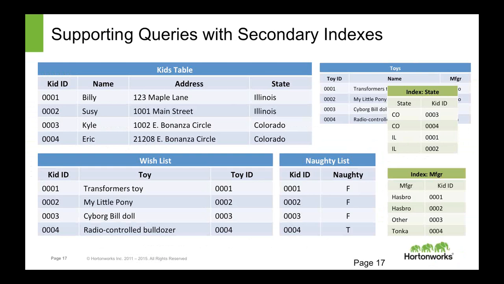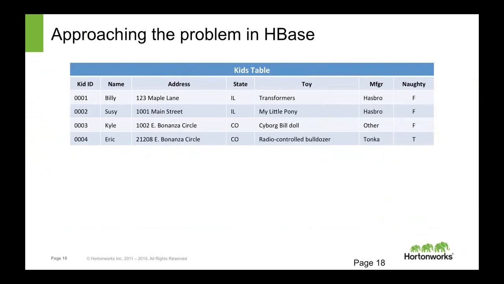But how would we approach this in HBase? Very simply, we'd have a kids table, and within that kids table, we denormalize the data for that child. So we still have a primary key value, which is kit ID, but then we have multiple columns within the table. In this instance, you have kid 1, which is Billy. You have his address, state, the toy, the manufacturer, and whether or not he's naughty or nice.